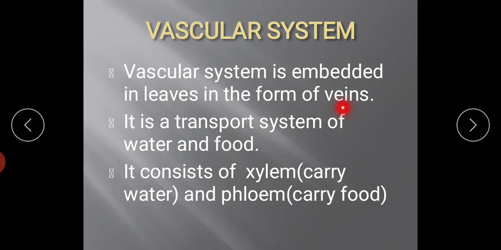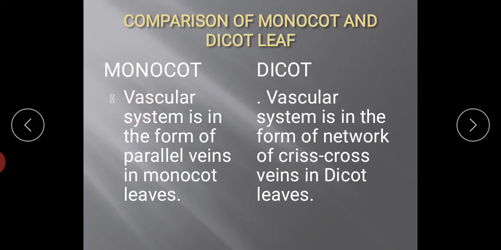As the stems of both plants, monocot and dicot, have different patterns of arrangement of the vascular system, the same is the case with the leaves. Leaves of monocot and dicot are also different from each other. In monocot leaves, the vascular system is in the form of parallel veins. In dicot leaves, it is in the form of a network of crisscross veins.